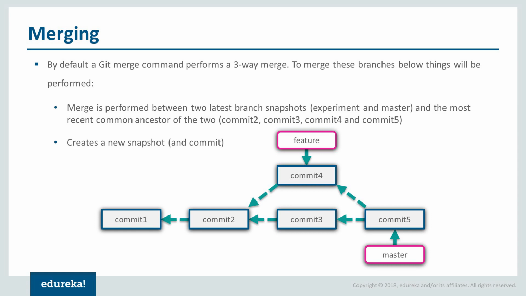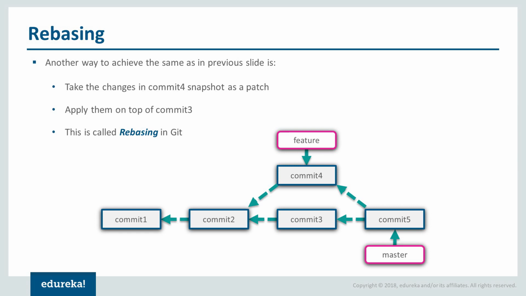So merge will happen between the two latest branch snapshots, for example the feature and the master, and the most recent common ancestor of the two, which is commit 4 and 5, and commit 2. So 2, 3, 4, 5. This creates a new snapshot and commits it, which is this. Now another way to achieve the same as in the previous slide is we take the changes in the commit 4 snapshot as a patch and apply them on top of commit 3. This is called rebasing.